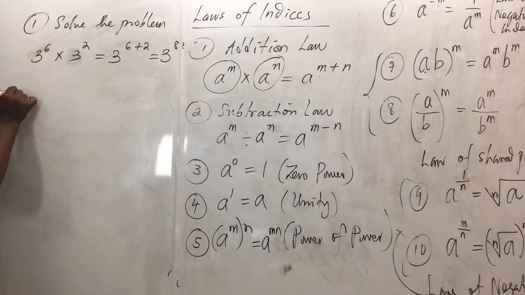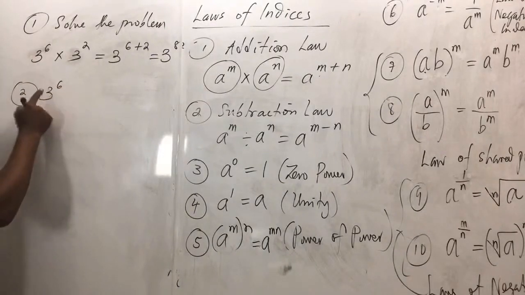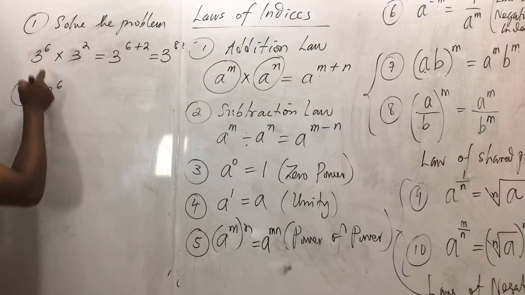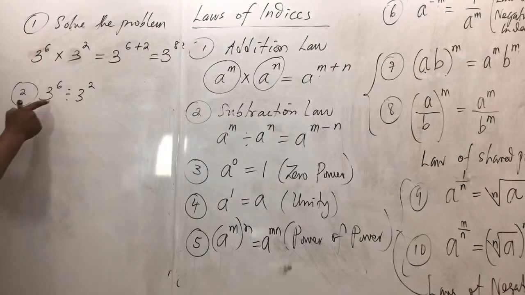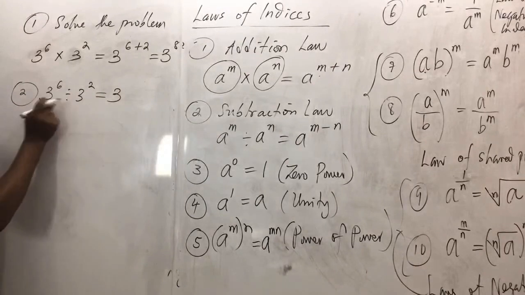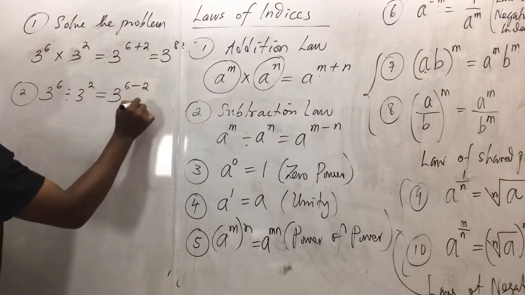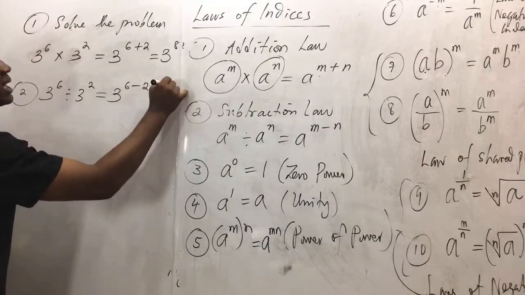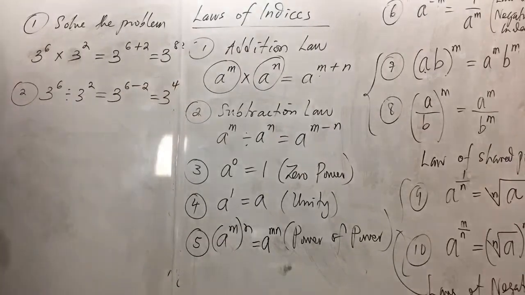So now for the second law, being the subtraction law, what if the problem was to solve 3 raised to power 6 divided by 3 raised to power 2? The subtraction law will come in this case. All you have to do according to the subtraction law, provided the bases are the same, is subtract the second power from the first power, meaning that your answer in this case will be 3 raised to power 6 minus 2, which is 3 raised to power 4.